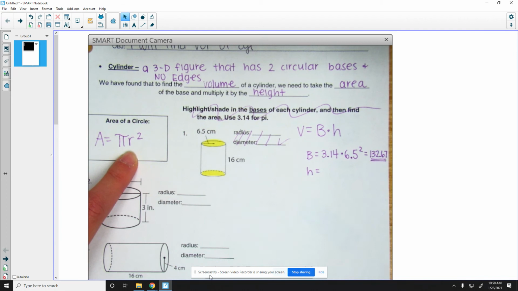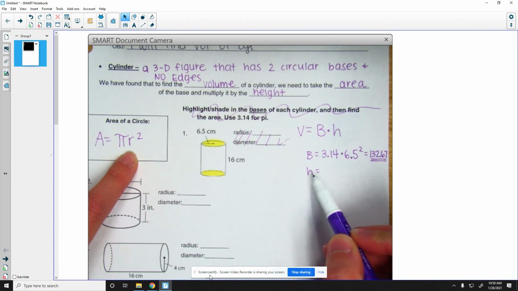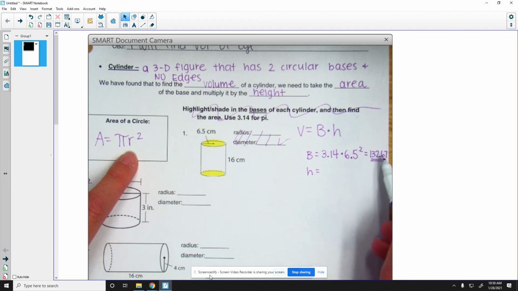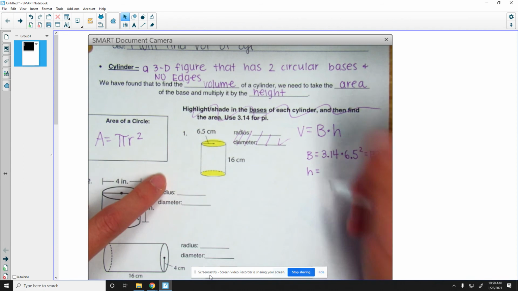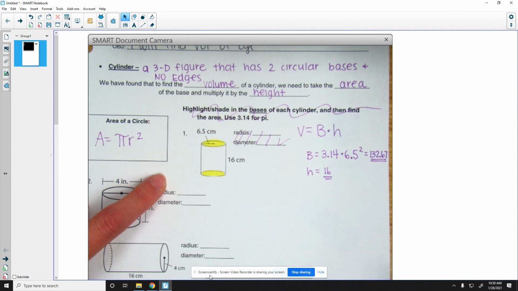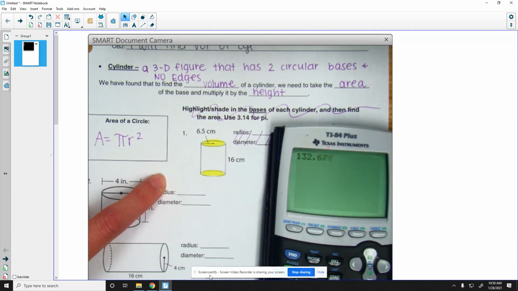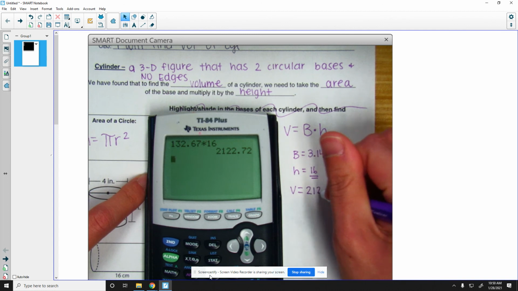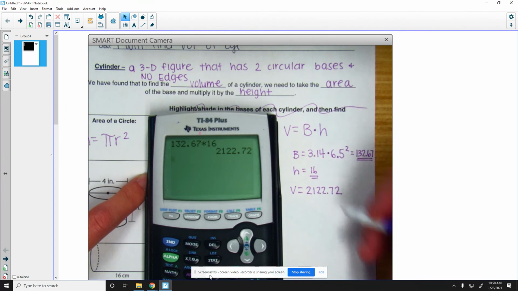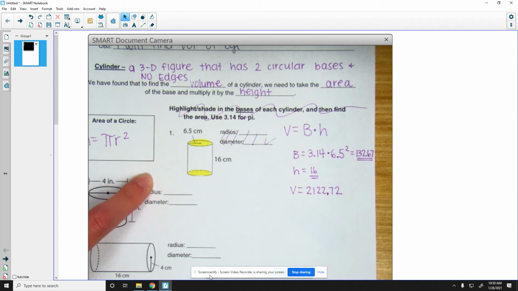My H, do you see how H is lowercase? Lowercase just means look at the picture, grab the number. Uppercase means you actually have to do a little problem with it. So lowercase h is the height. What number is the height here? 16. So look, I found B, I found H, so now all I have to do is multiply them. So my volume equals 132.67 times 16. So I get 2,122.72, and that's my answer.